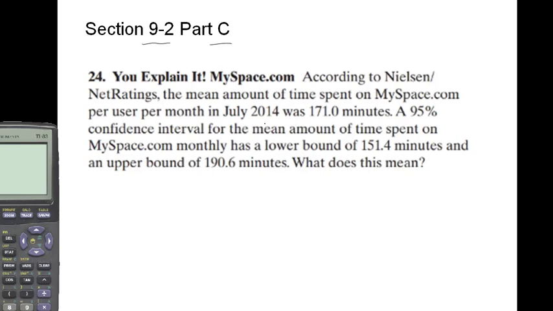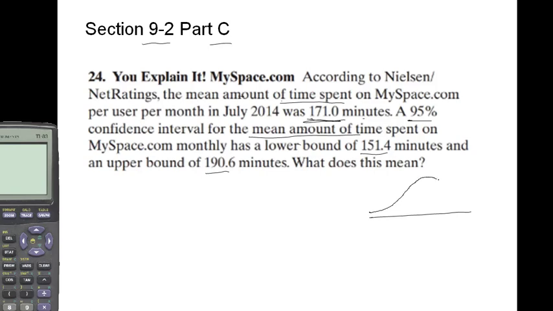Alright, so according to this problem, some rating company, Nielsen's, checked out the amount of time. So this is the amount of time spent by MySpace users per month in July of 2014, and it was 171 minutes. And they want a 95% confidence level for the average amount of time the population spends on MySpace, and they say it's between here and here. So I can build a picture from this.